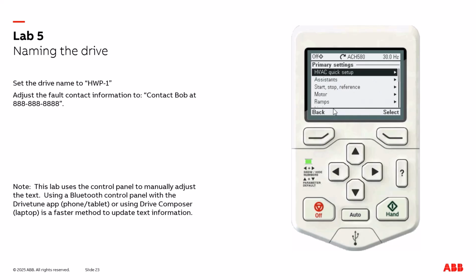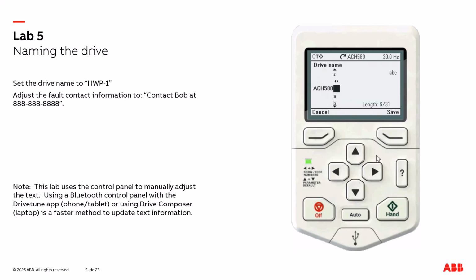We cannot adjust the fault contact information under HVAC quick setup. That's done underneath a different sub-menu option here. And at the very bottom of the list here, we have clock region display. If we select there, we also have drive name, and we also have the fault contact information.